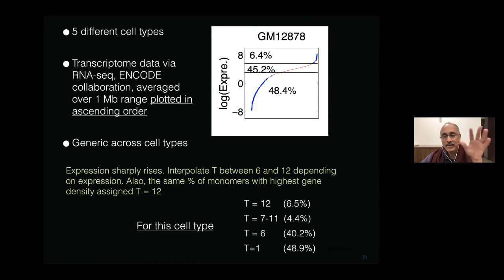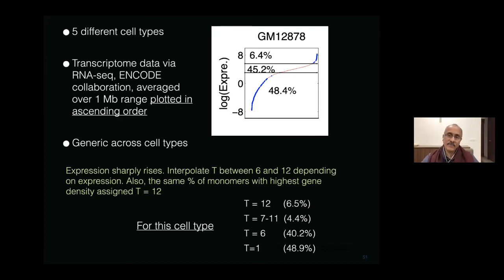Okay, so how do we put in cell type dependence upon this? As I said, one way to do it is to go back to transcriptome data, use RNA-seq. This we took from the ENCODE collaboration. You average expression over 1 MB ranges. And then what you see in that little figure there is a plot of the log of the expression on the y-axis, and this is monomers in order of increasing expression on the x-axis.